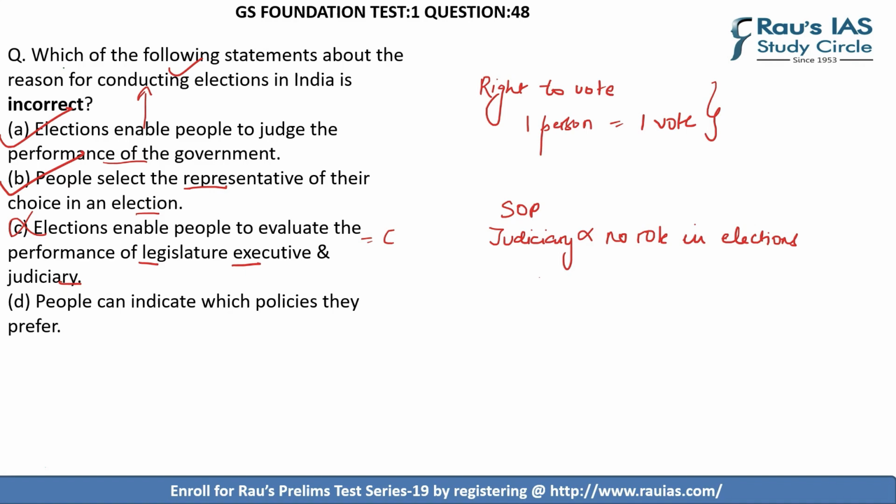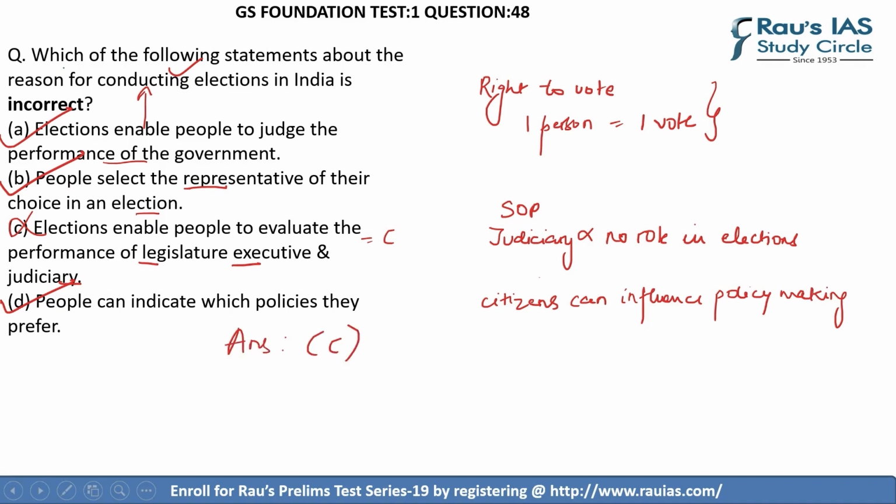Let us also discuss statement D. It says that people can indicate which policies they prefer. Now this is again a correct statement, as citizens can indirectly influence policy making. Hence, this statement is also correct. Therefore, our final answer would be option C, that is, judiciary plays no role in elections. People can only evaluate the performance of legislature and executive. Please also have a look at the explanation.